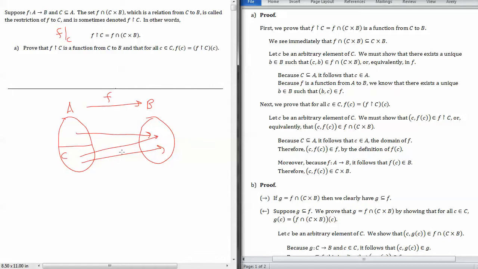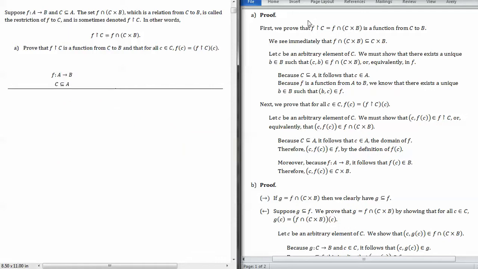All right, so what's the question? Prove that this restriction is in fact a function from C to B, and moreover that for every c in this domain, capital C, the value of the original function is the same as the value of the new function. Well, that's kind of the point of the restriction, but let's check that it does follow from this definition we've made.